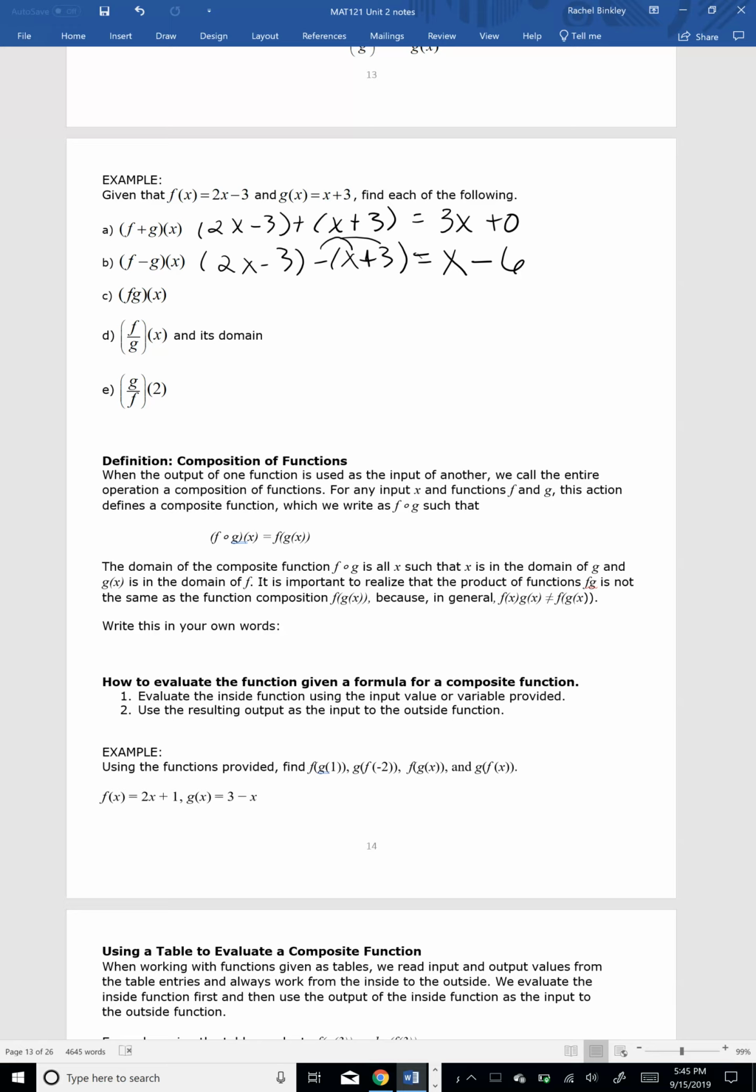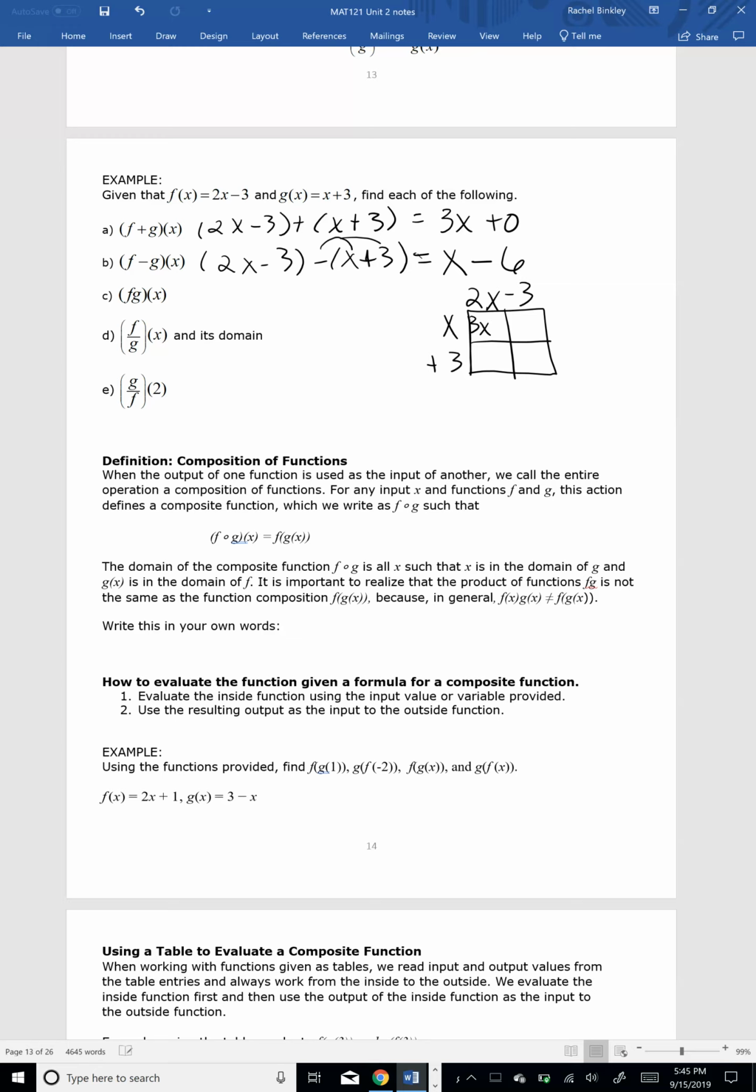F times g. So we're going to have to use the area model, right? Or you guys could just FOIL. You could do it in your head, but I know some of you are still struggling with this, but you're going to have to get good at it pretty quick, okay? So 2x minus 3 times x plus 3. When we multiply them together, we're obviously going to get a parabola. If we did it on Desmos, you would see it would turn into a parabola.